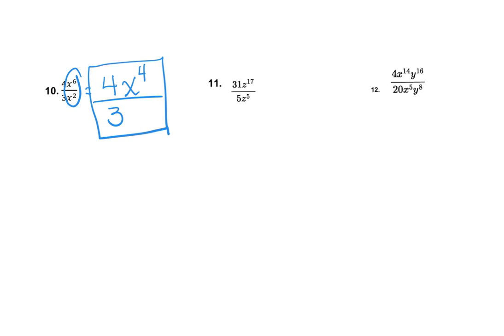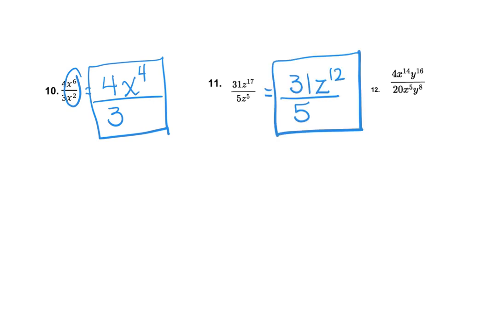We're all over 3. Now I'd like for you to pause the video for number 11. I'd like you to do that one, and then let's resume it and see how you did. All right, so hopefully you have 31 on the top, and then the 5 on the bottom. And then when you divided the z to the 17th divided by z to the 3rd, remember you subtract those exponents and you would have then z to the 12th.